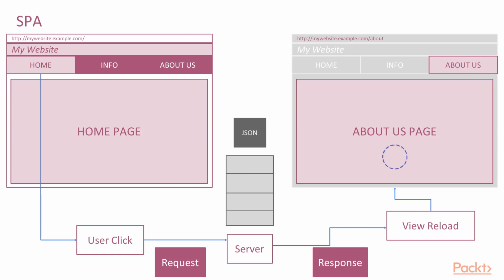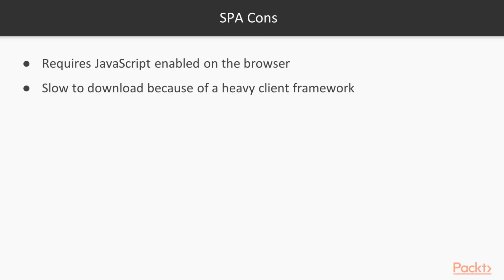And there are lots more advantages of using the single-page application approach. There is no need to write code to render pages on the server. Load time: we can split scripts or CSS into smaller chunks and then defer these chunks. It's easy to debug and has effective caching, which means that we can store the data and then use this data, and it works even offline. SPA cons: it requires JavaScript enabled in the browser. It's slow to download because of the heavy client framework, and there are problems with SEO optimization.